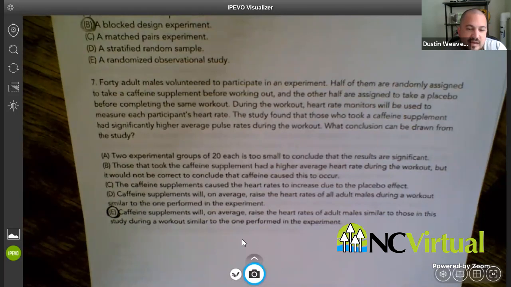Those that took the caffeine supplement had a higher average heart rate, but it would not be correct to conclude caffeine caused this to occur. In an experiment, you can actually say that one thing causes the other to happen. So that's why B is not true.